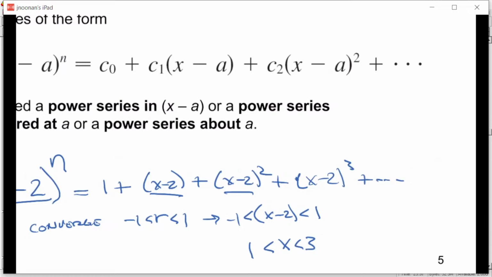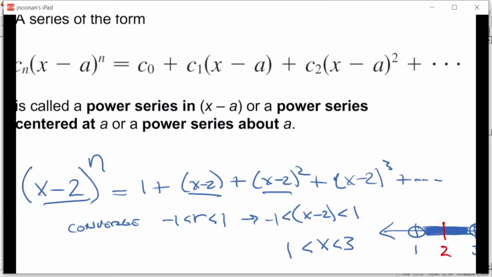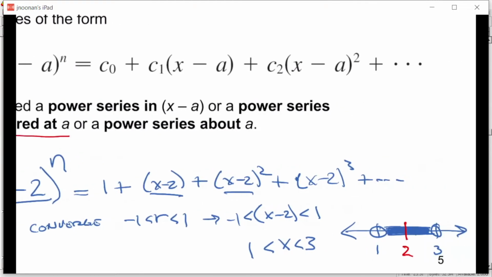And if I draw that on a number line, here's 1, here's 3. Notice that the middle of this is 2. So centered at a number just means that the middle of the convergent area will be at whatever number is in here. So that number represents where we converge.